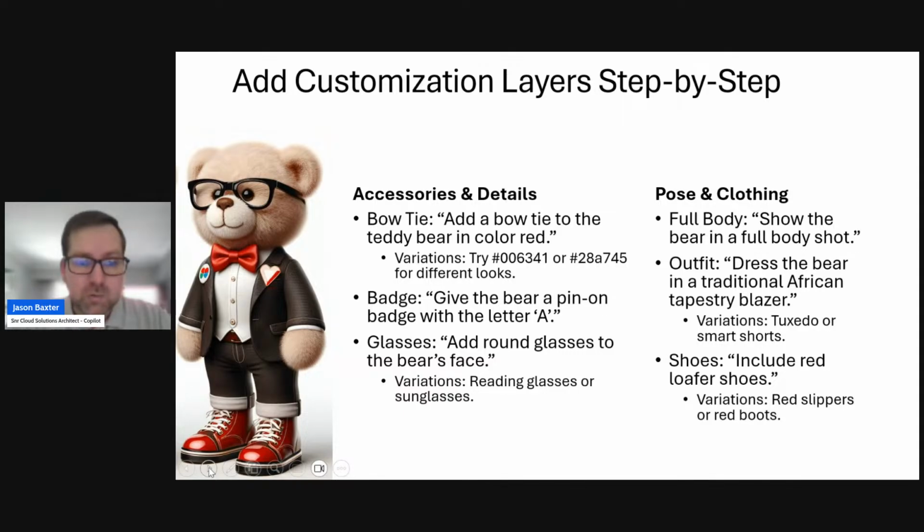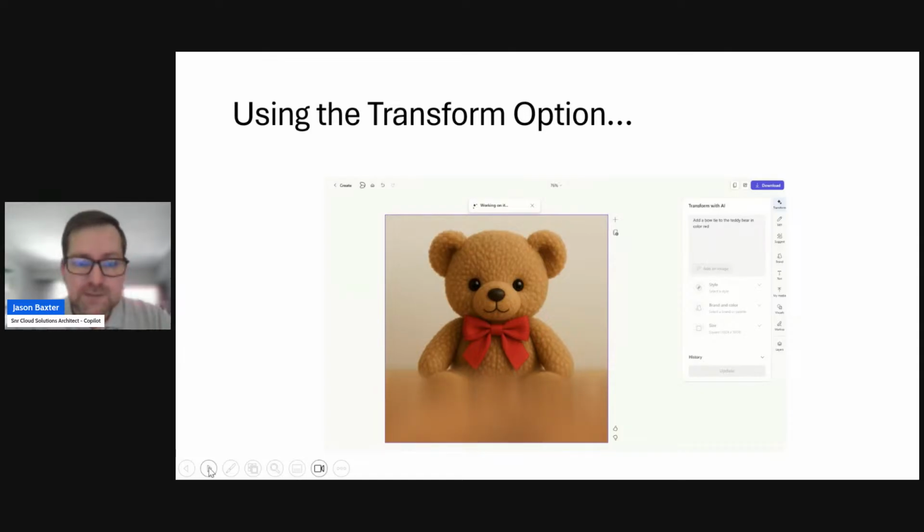You can also do this in the transform box as you go. I'm also including some details around pose and clothing, the outfit, and I've got different variations here just for some ideas for you. So we can put this into our transform with AI box after generating the image, and we can start to add in those characteristics. For the video here, I've just said add a bow tie to the teddy bear in the color red. You could also go more specific and use your color hex codes or the RGB codes, even add an image as a reference if you wanted to transform it with AI.